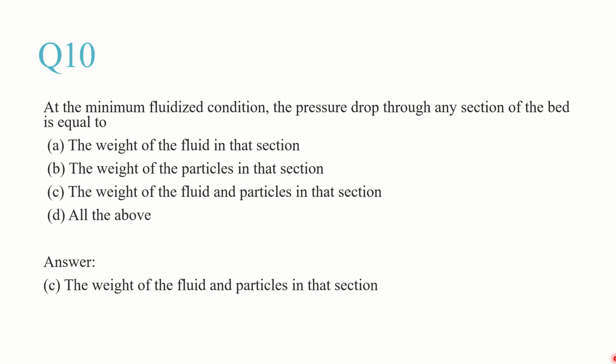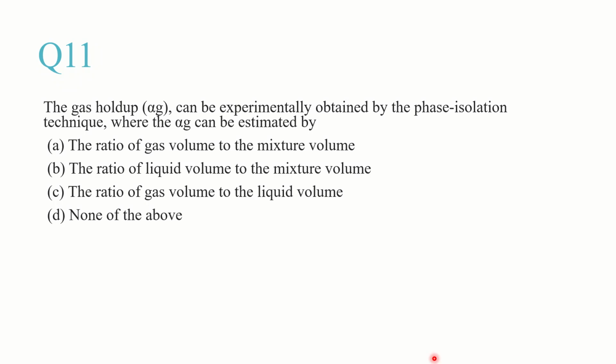So now we'll go with this week's problem. The gas holdup can be experimentally obtained by the phase isolation technique, where alpha g can be estimated by the ratio of gas volume to the mixture volume, the ratio of liquid volume to the mixture volume, the ratio of gas volume to the liquid volume, or none of the above.